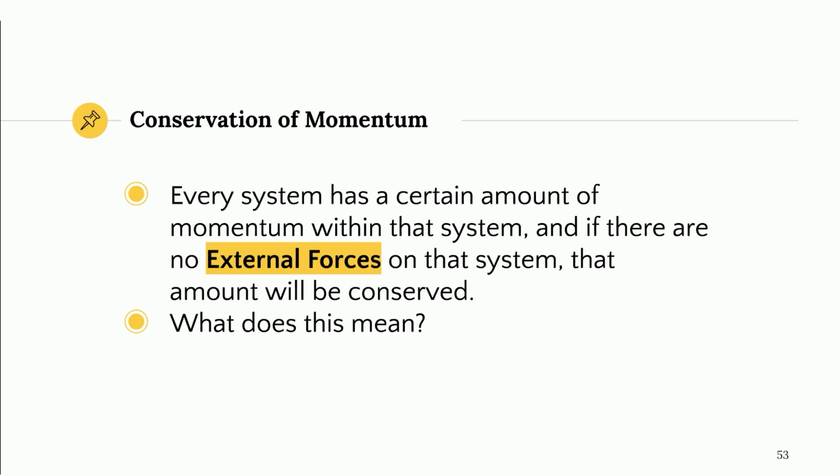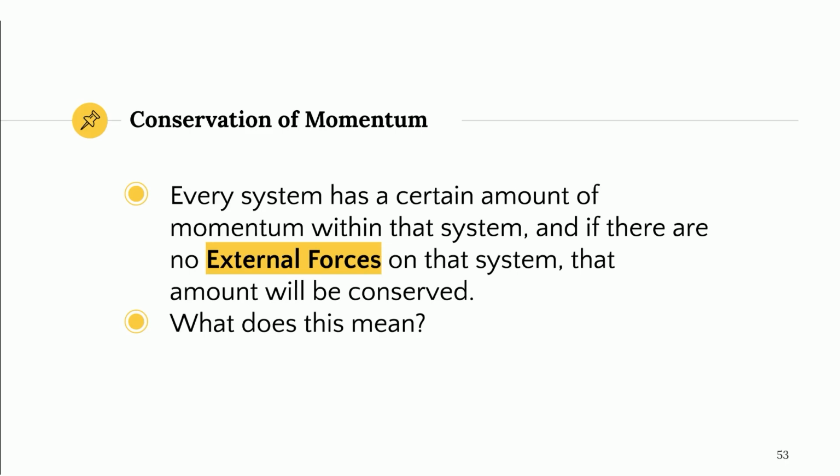So now we have to talk about conservation of momentum. Every system has a certain amount of momentum within that system. And if there are no external forces on that system, that amount will be conserved. What does this mean? So let's say we have a system, it's a complicated subject, but essentially it's just two objects floating in space, completely still, at rest.